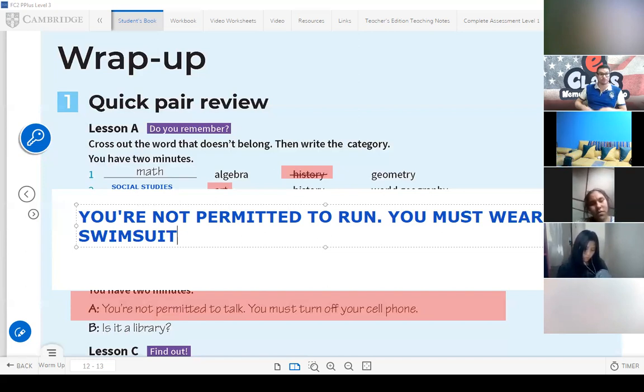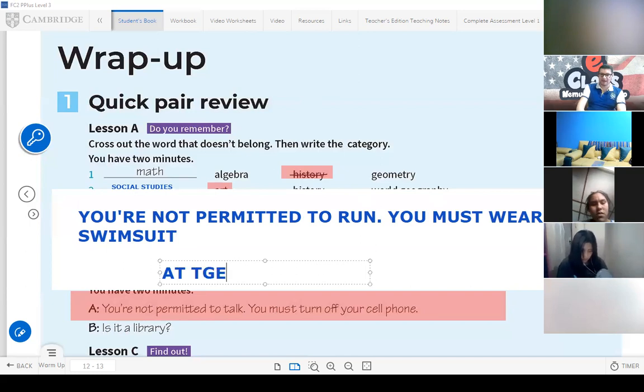You're not permitted to run. You know run, right? You're not permitted to run. You must wear swimsuits. Nobody? You don't know? It's really easy. Where can you see this kind of signs or rules? This is at the swimming pool. Yeah, the swimming pool, no?